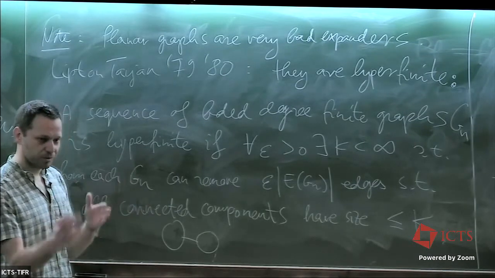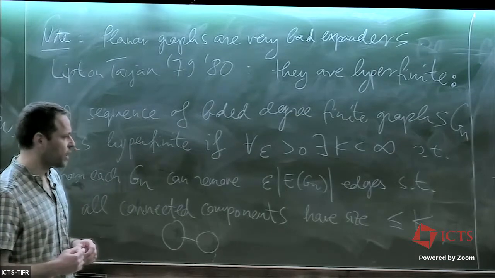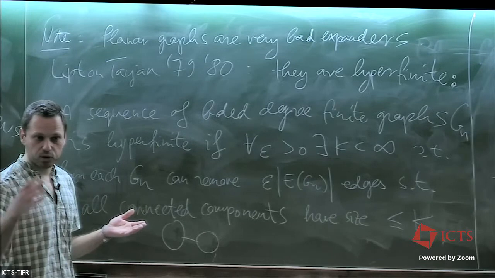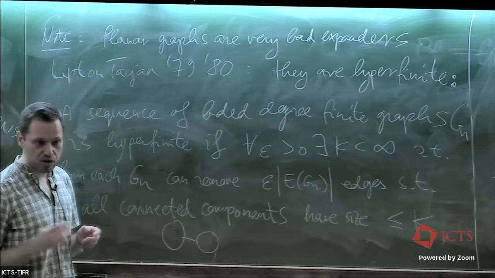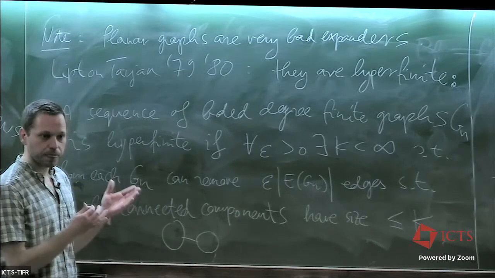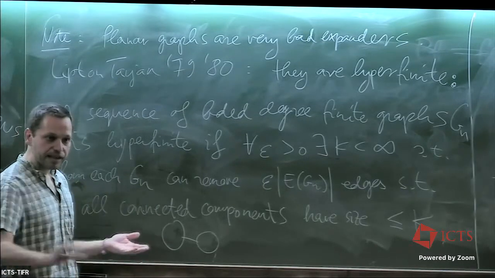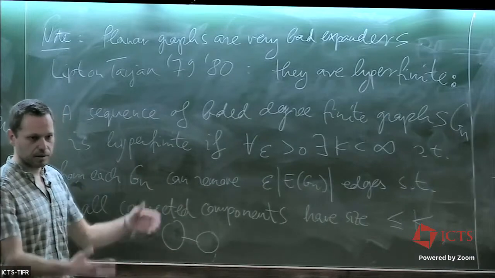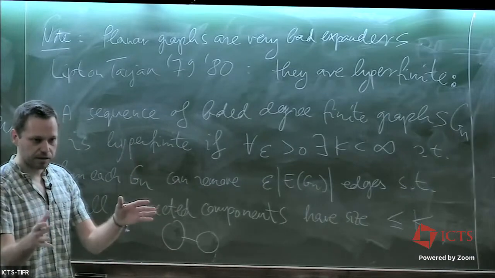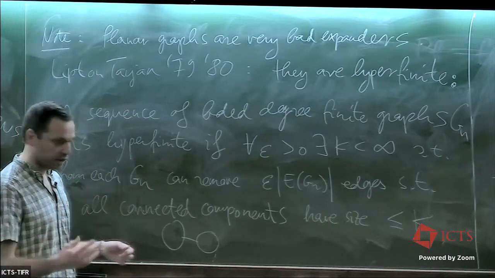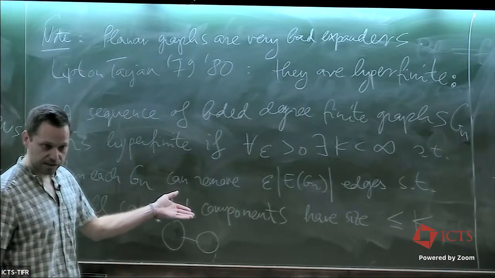Either next time or the one after, I will need and prove some version of the Ornstein-Weiss theorem that Camille mentioned, that amenable groups are hyperfinite, meaning that for every epsilon, there is a group invariant way of removing an epsilon proportion of edges so that you get only finite pieces.